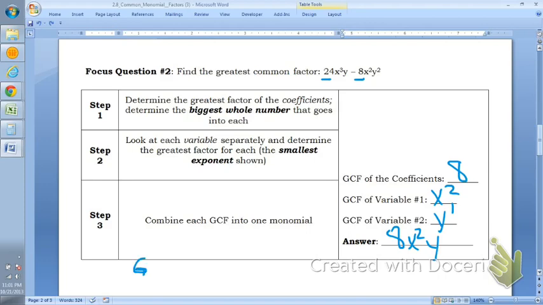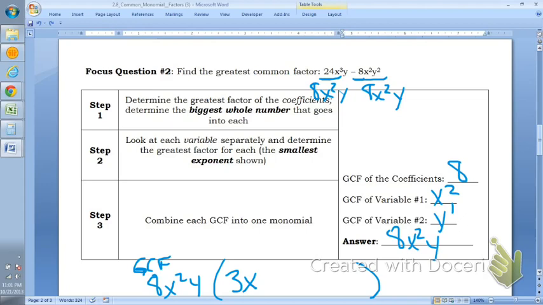So our greatest common factor is 8x squared y. To find the other factor, you divide the polynomial by the greatest common factor. 8x squared y divided by 8x squared y. Alright, look at your first term. 24 over 8 reduces to 3. X to the third over x to the second is just x.